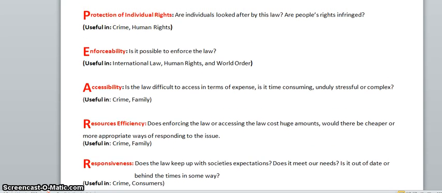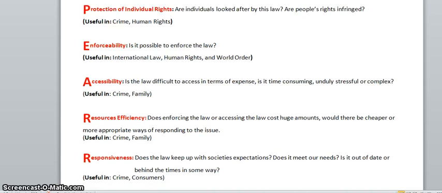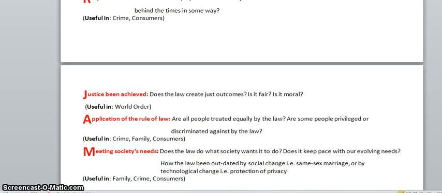Responsiveness: sorry, I won't scroll away from that. Responsiveness: does the law keep up with society's needs? Does it do what we want it to do? Is it out of date? Is it behind the times? This is common in consumers when businesses offer new products or they come up with new means of advertising, and consumers and society is dissatisfied with it, but the law hasn't yet changed. So has the law kept pace with what we want?